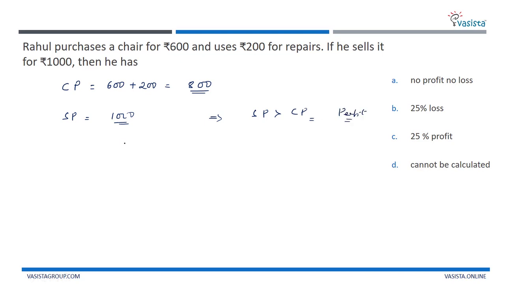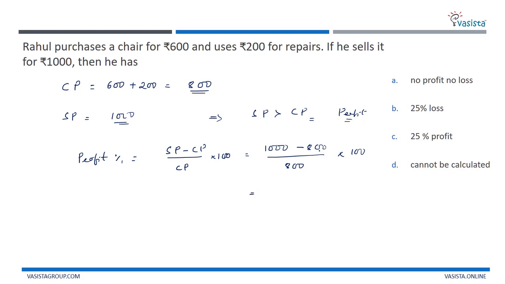So now we need to find out the profit percent. So profit percent is equal to what? Selling price minus cost price, divided by cost price, into 100, correct? Selling price is 1000, so 1000 minus 800 cost price, divided by 800, into 100.